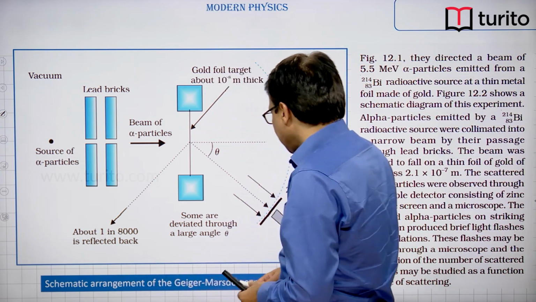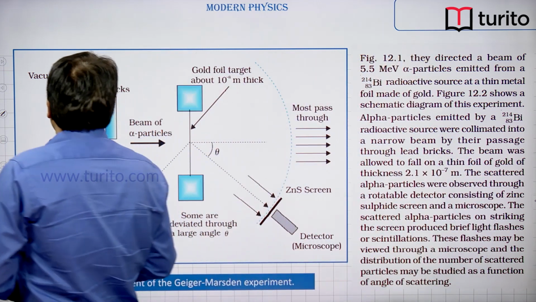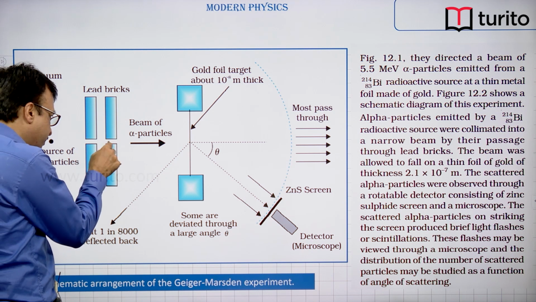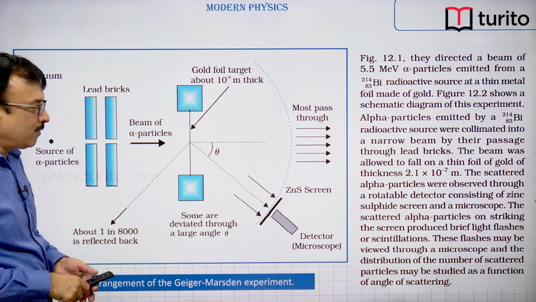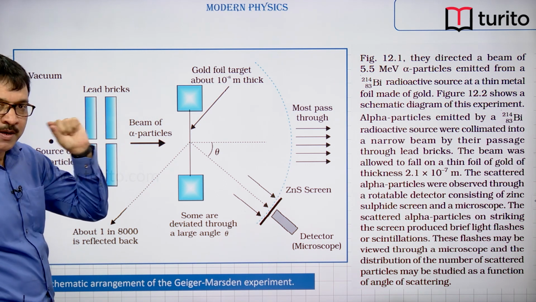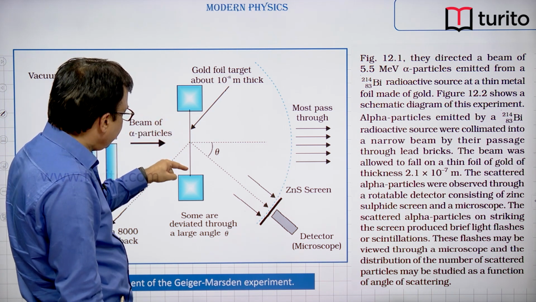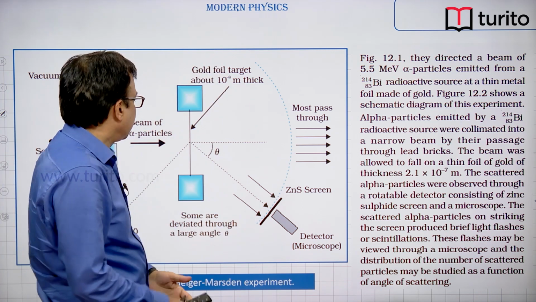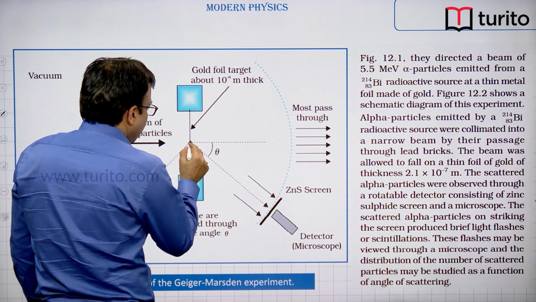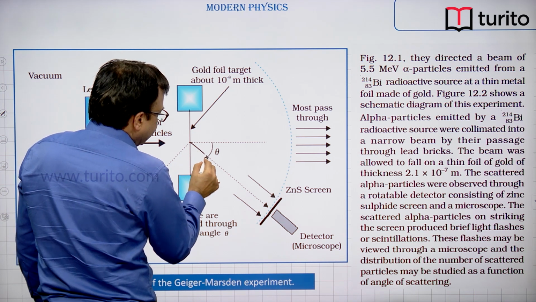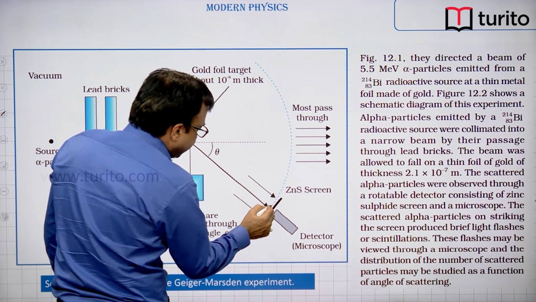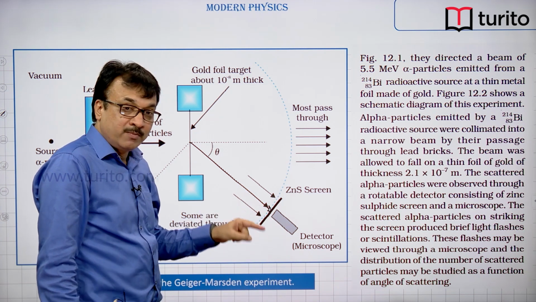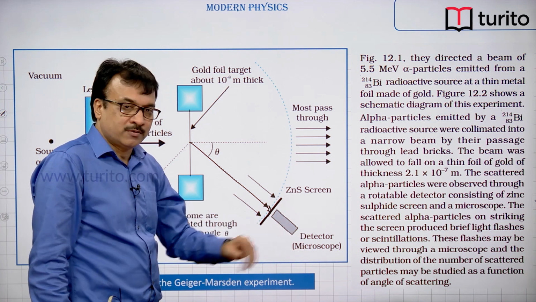Schematic arrangement of the experiment. This is the source of alpha particles. These are lead bricks with a small opening between them. Through this small opening, alpha particles can pass in the form of a narrow beam, and these alpha particles hit this gold foil, and this is the zinc sulfide screen. When an alpha particle hits the gold foil, after collision it can move in this direction, and when this alpha particle hits the screen at this position, a scintillation, a brief flash of light, is produced, and that flash of light can be observed by this detector. Detector means microscope.